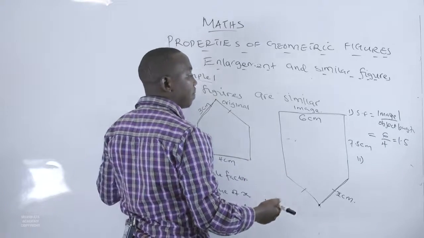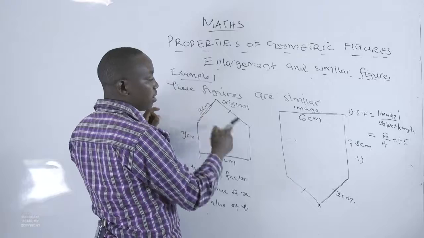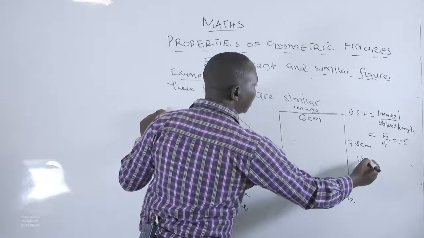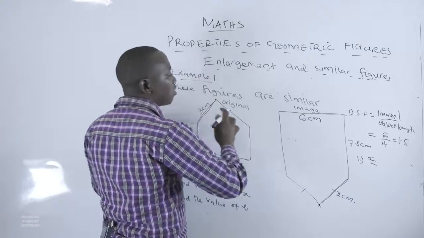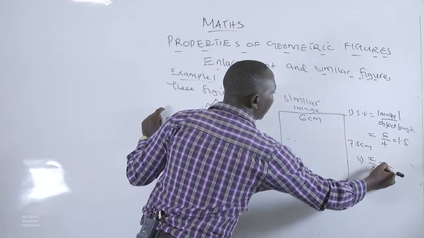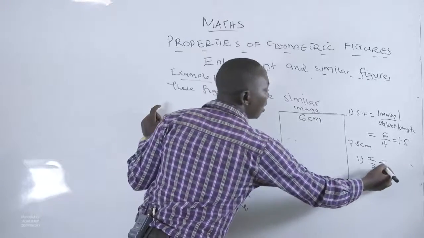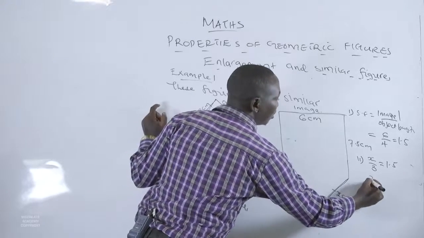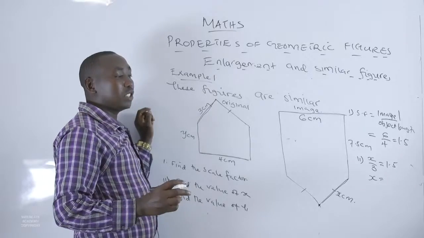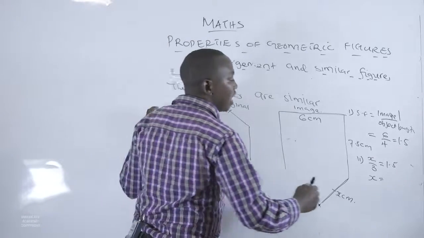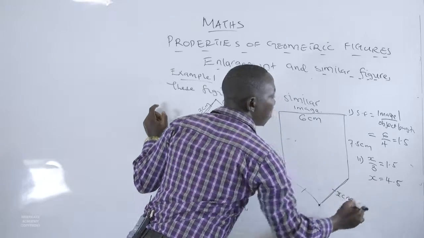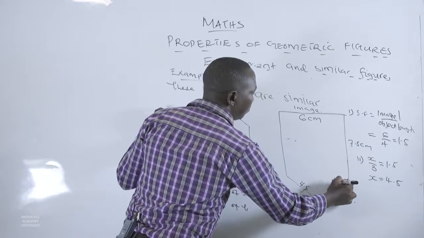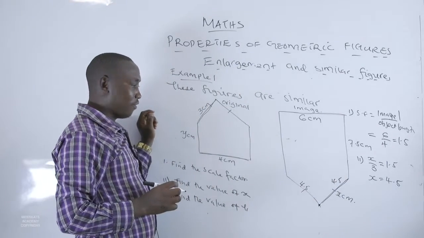So we are able to say that we take the length of the image, which is x, and divide by the length of the object, which is 3, and it should give you the scale factor, which is 1.5. This tells us that to find the value of x, we must multiply both sides by 3. And this will give us 4.5. So that tells us that this side is 4.5, that side is 4.5.